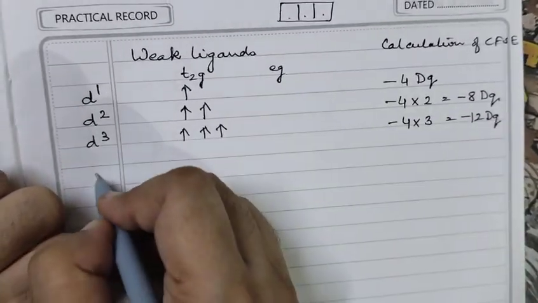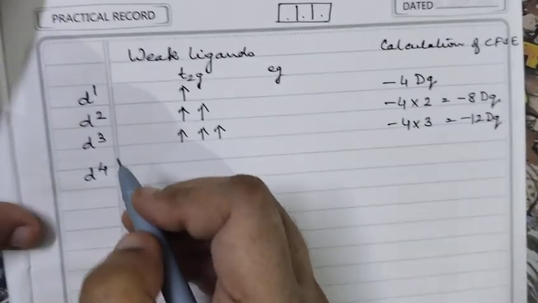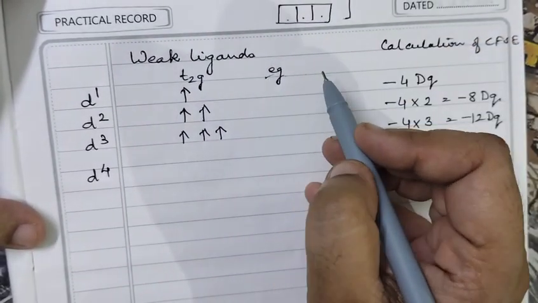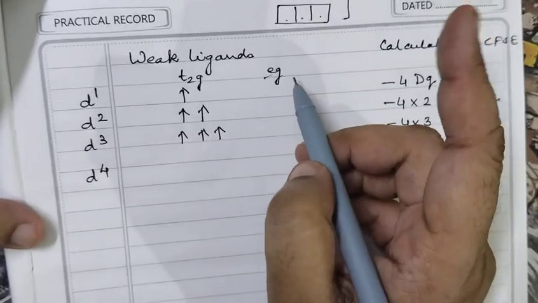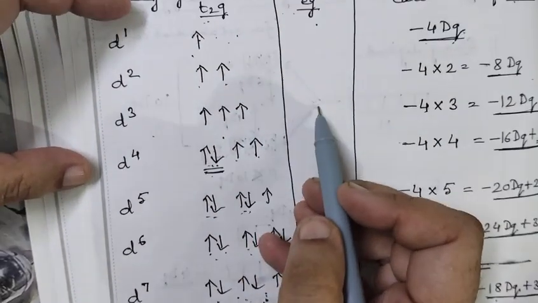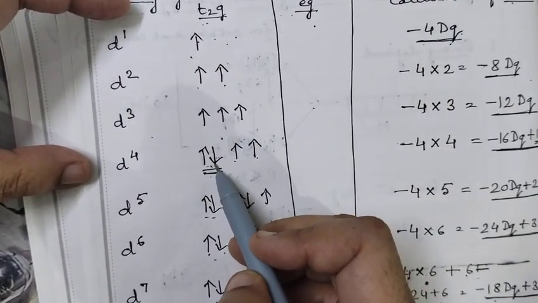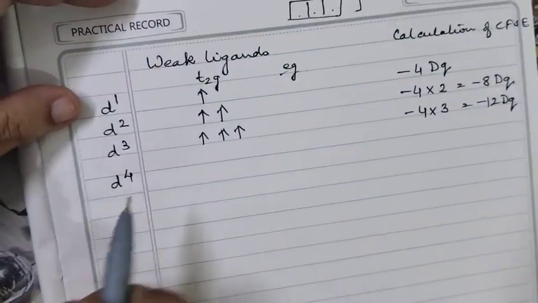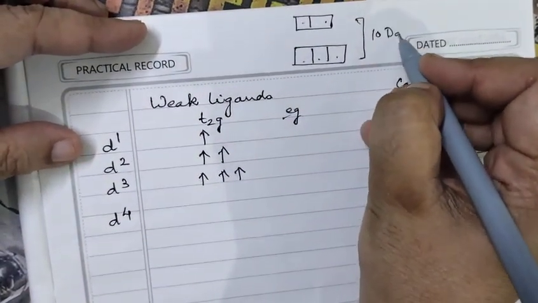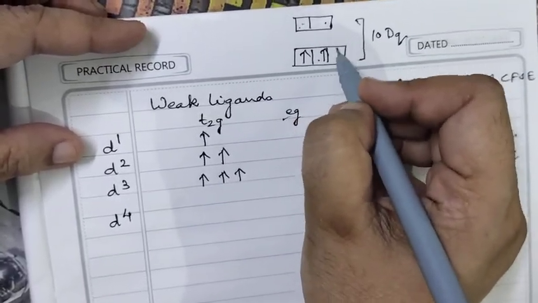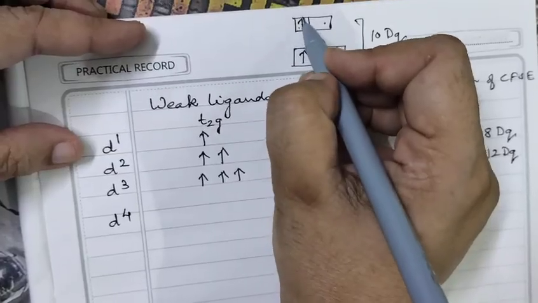Now when the fourth electron comes, if it's a weak ligand, the gap is low, so it will prefer to go to EG. Had it been a strong ligand, it would have got paired up here only. See, in the strong ligand, the fourth electron did not go to EG. It got paired up here only because pairing energy was less there. And here the pairing energy is more and this 10 dq is smaller. So when 1, 1, 1 is filled here, the fourth will prefer to go to EG.